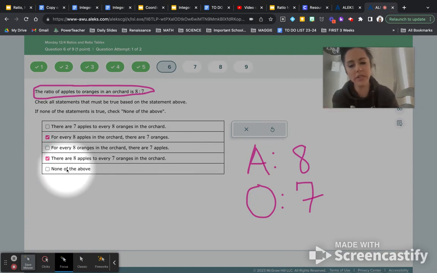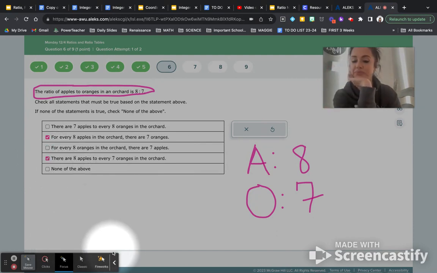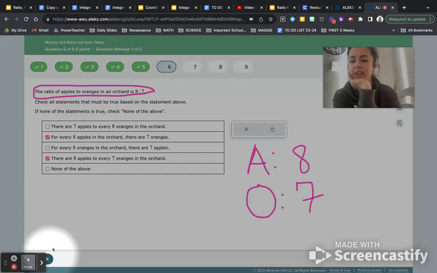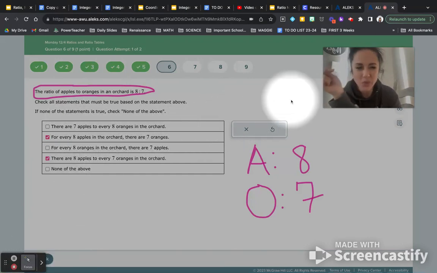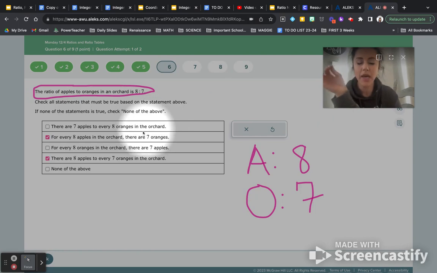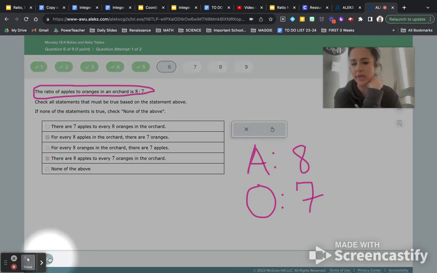And then you only click none of the above if none of them were true. Okay, so I'm going to check it. Notice all they did was tweak the wording just a little bit, but they're just trying to get you used to it.